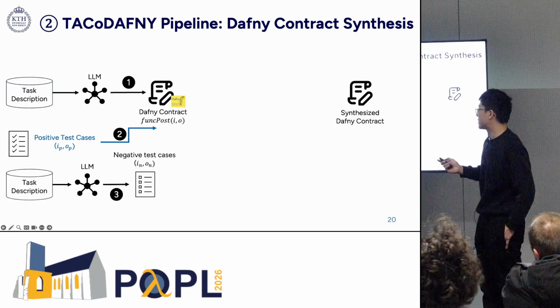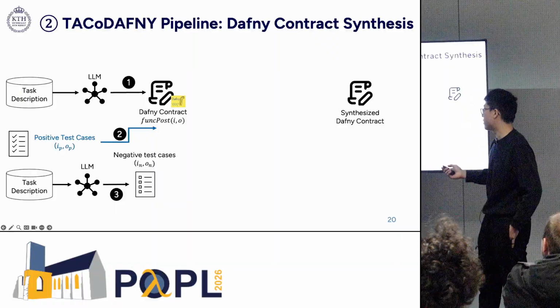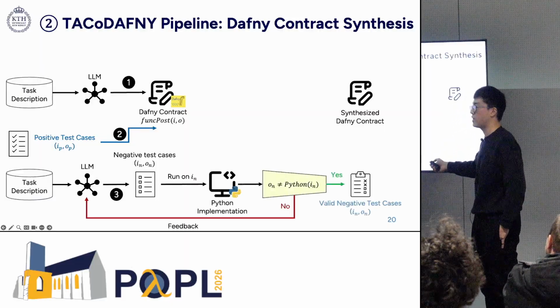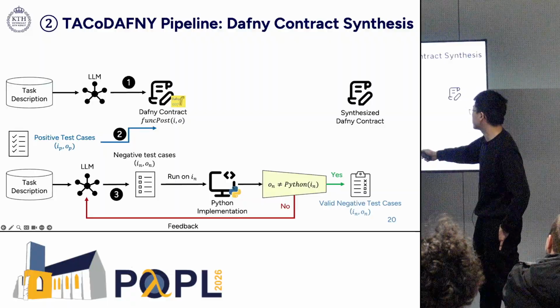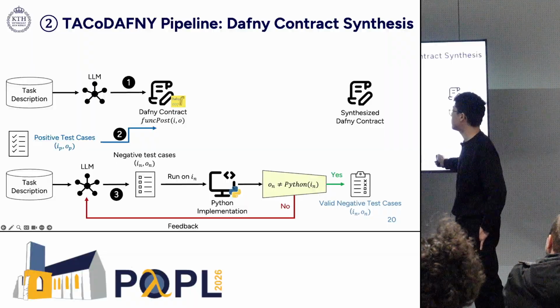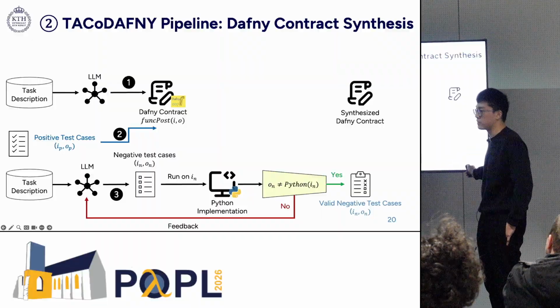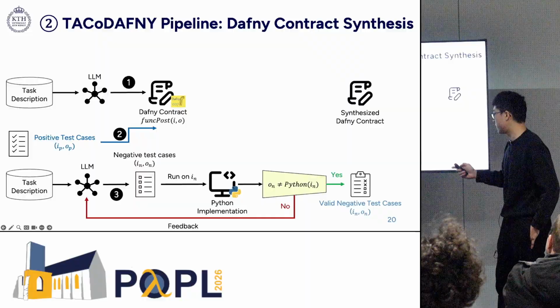To do so, we ask the LLM to generate negative test cases, paired with both input and output, and we validate them on the Python implementation as well. So Python actually is the ground truth for us. We just need to make sure that the output of the Python is different from the output of the test case, so that we get the negative test cases. Otherwise, we prompt the LLM to generate new negative test cases.